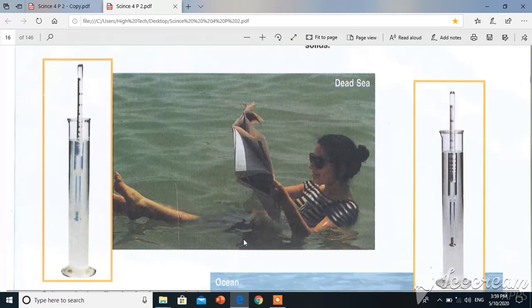And look at the two instruments shown. Who can tell me which one is fresh water and which one is salt water? Look closely at the instruments, please. This water is salt water, and this water is fresh water. How do you know? This water is denser than this water, so this one is salt water and this one is fresh water.